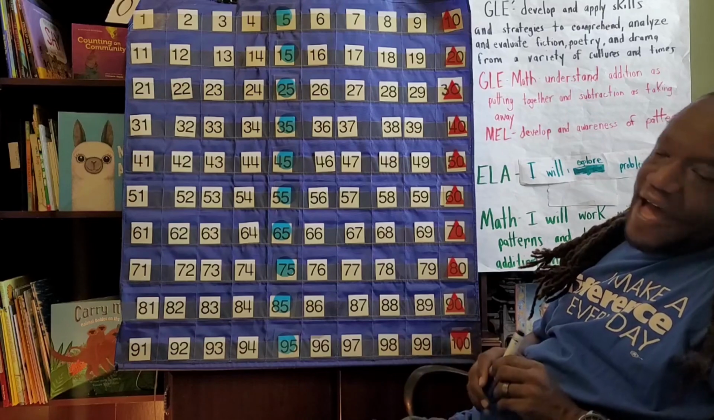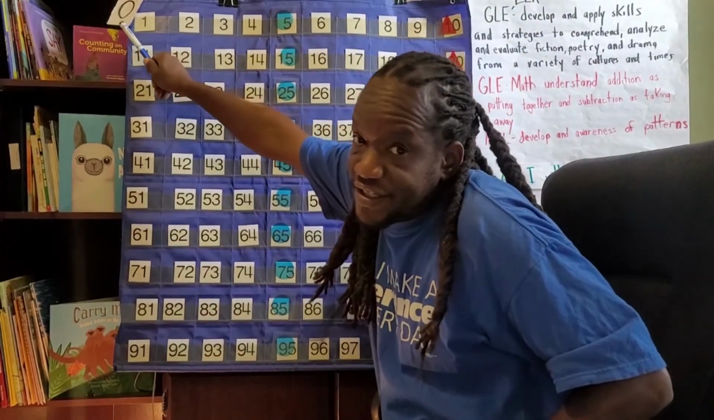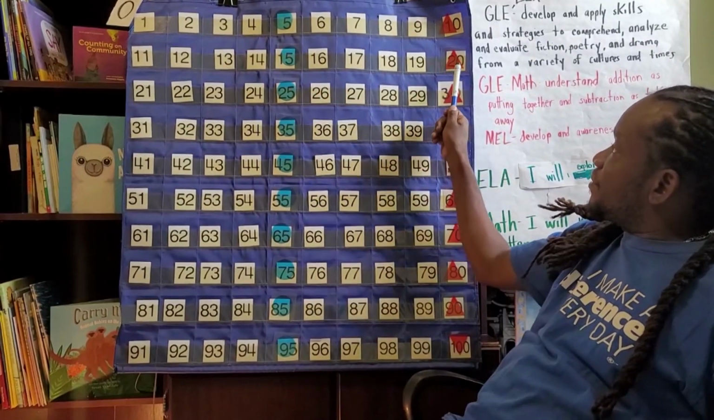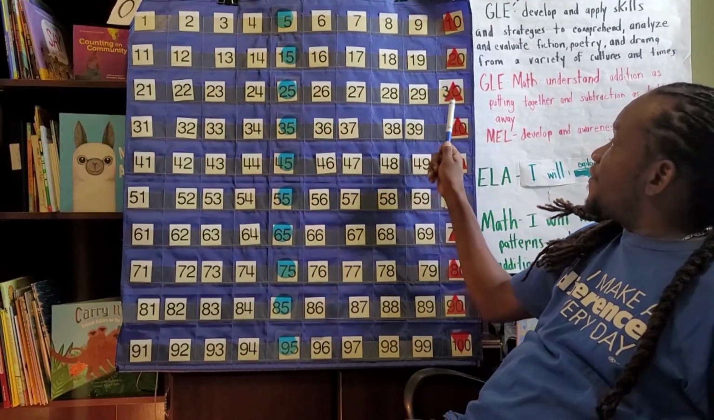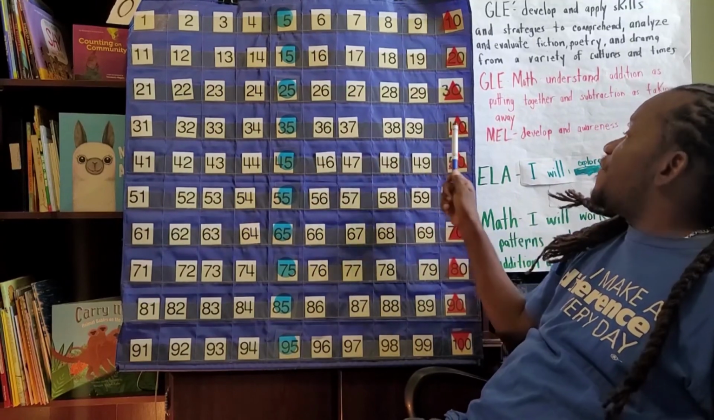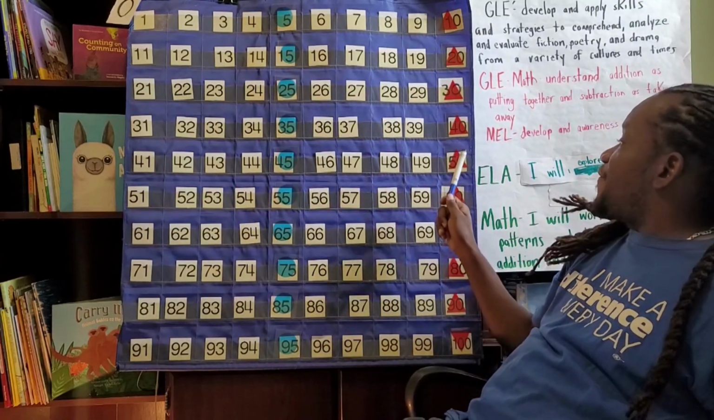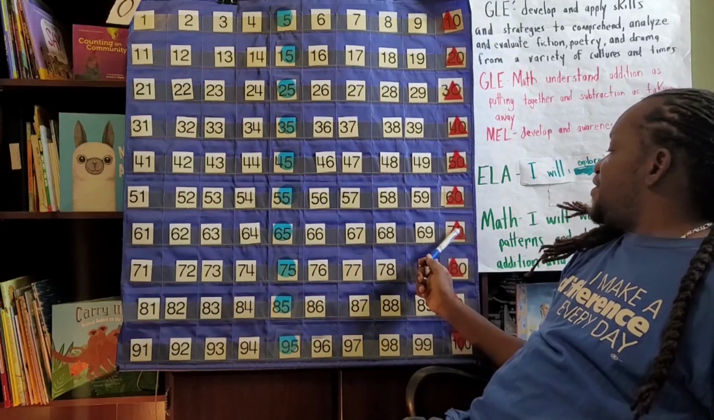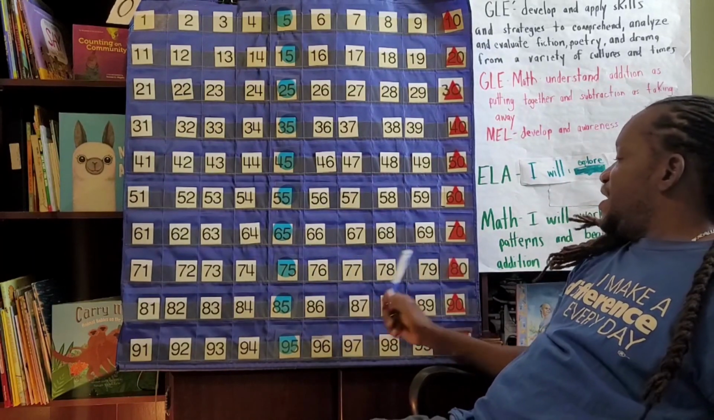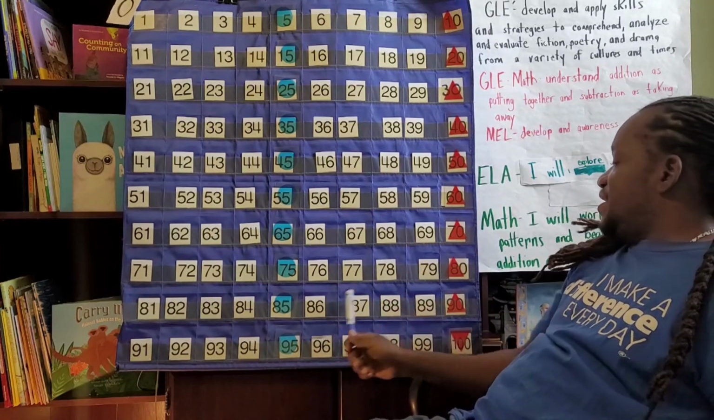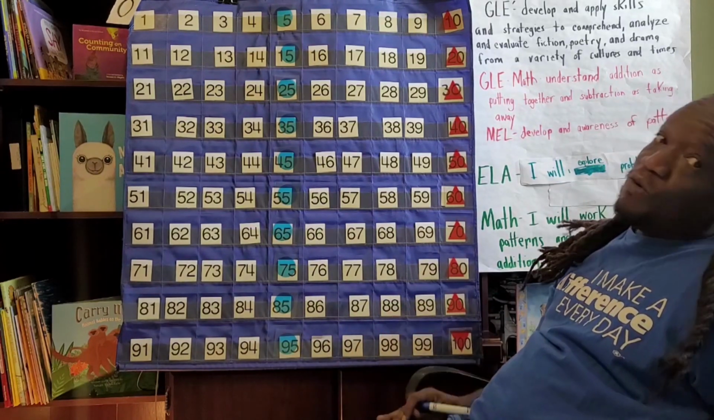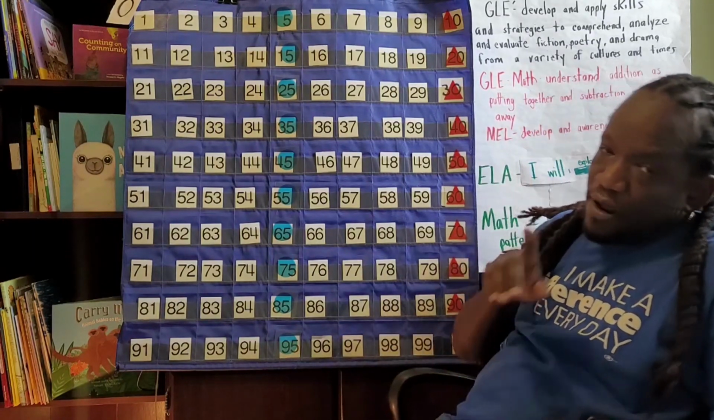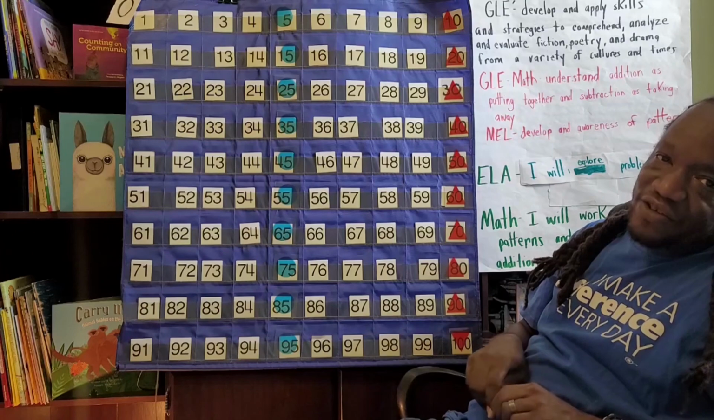All right, let's count by 5s to 100. 0, 5, 10, 15, 20, 25, 30, 35, 40, 45, 50, 55, 60, 65, 70, 75, 80, 85, 90, 95, 100. All right. And I'm going to show you one more. We're going to count by 10s to 100, okay?